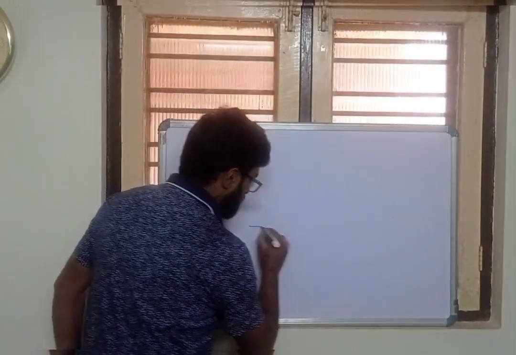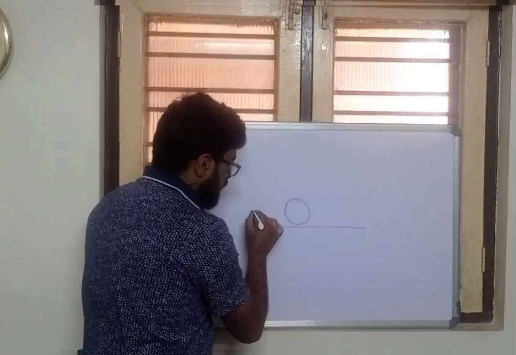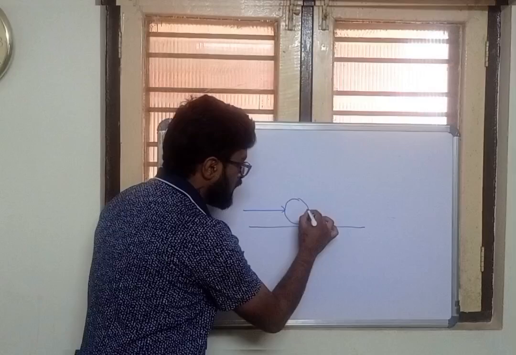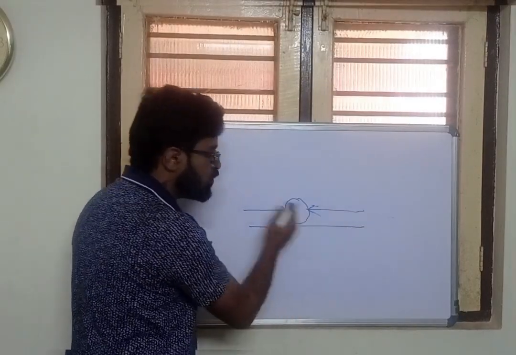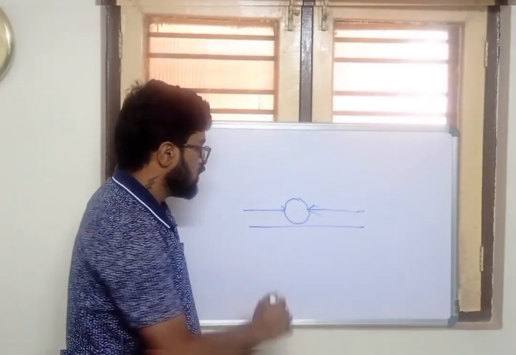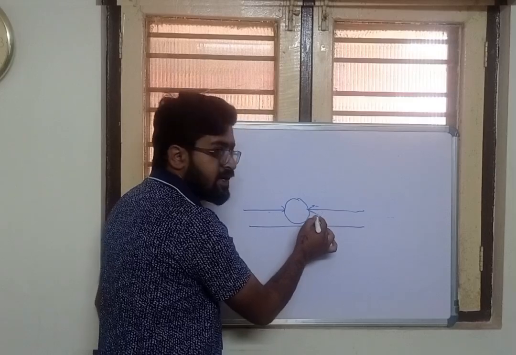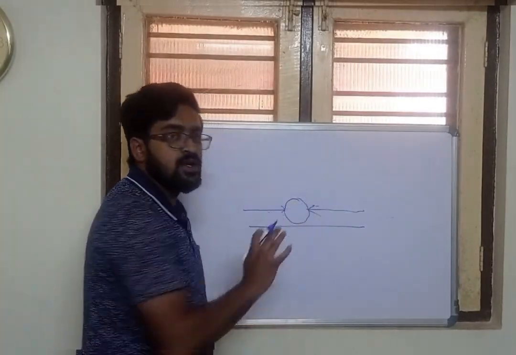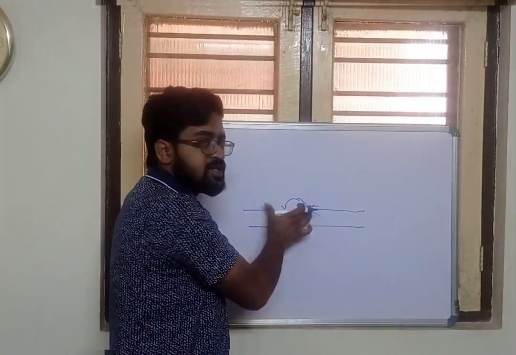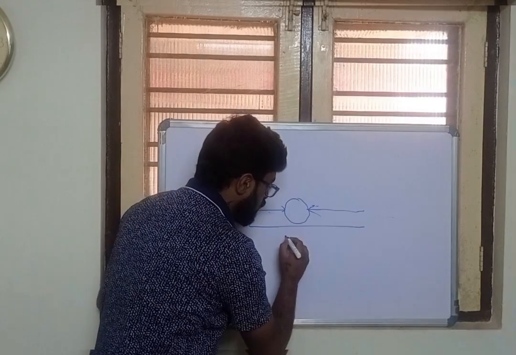Let's see that. This is my sphere. If I apply force in this direction, it will move this side. If I apply force from this side, it will move this side. But here is the interesting thing. If I apply force from this side and even from this side, the sphere will not move because two forces are acting in the opposite direction with the same force. So this state is called equilibrium state.